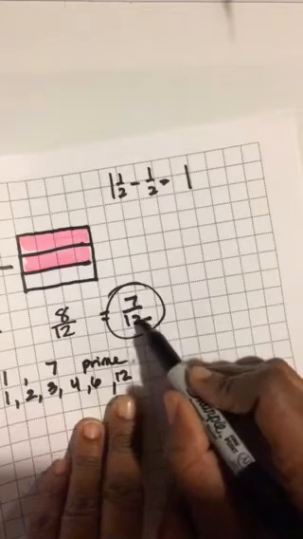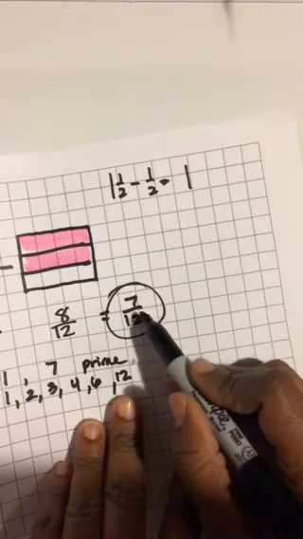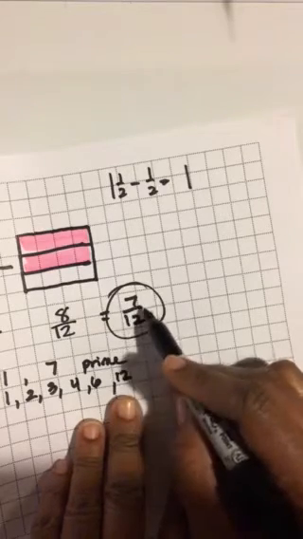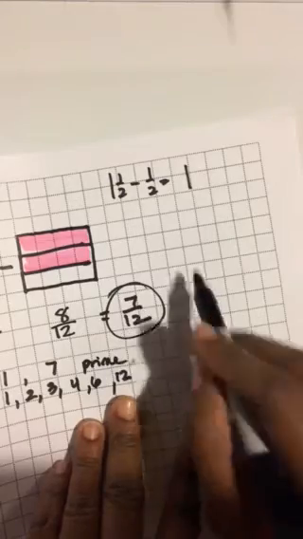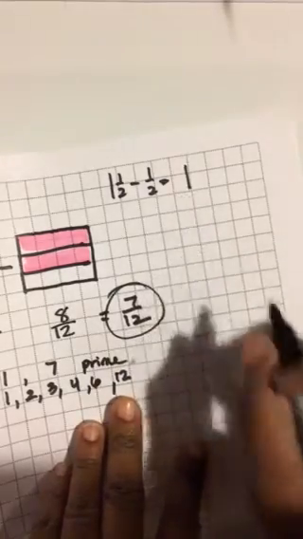7/12 is greater than 6/12, which is the half, and so it would round to my estimate of 1.